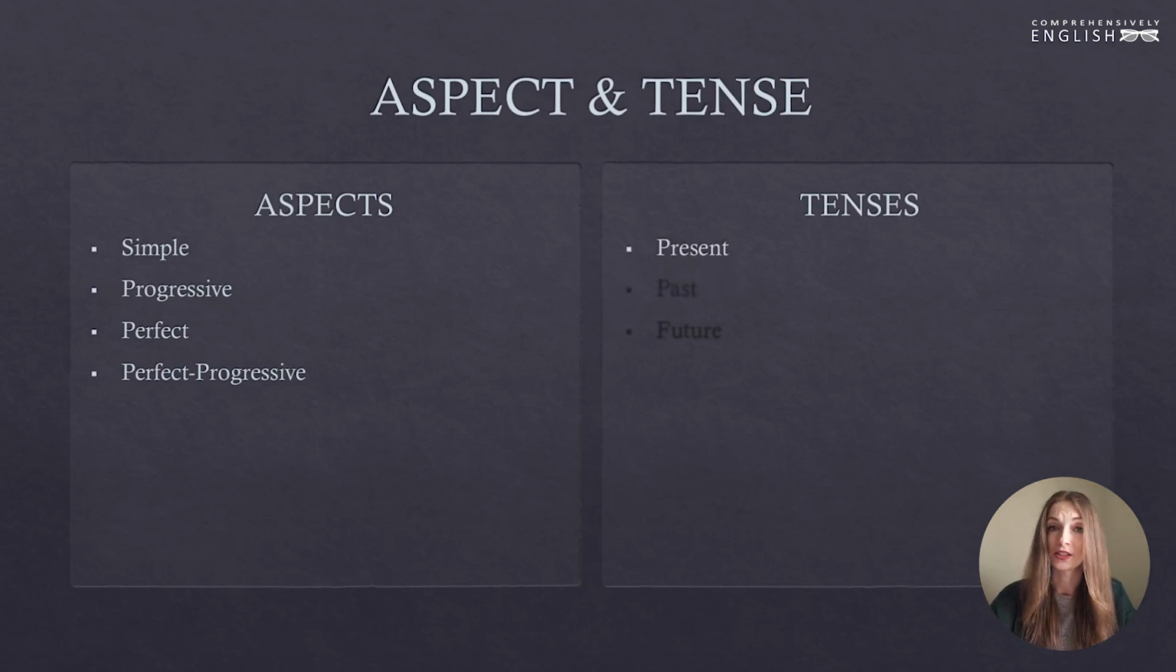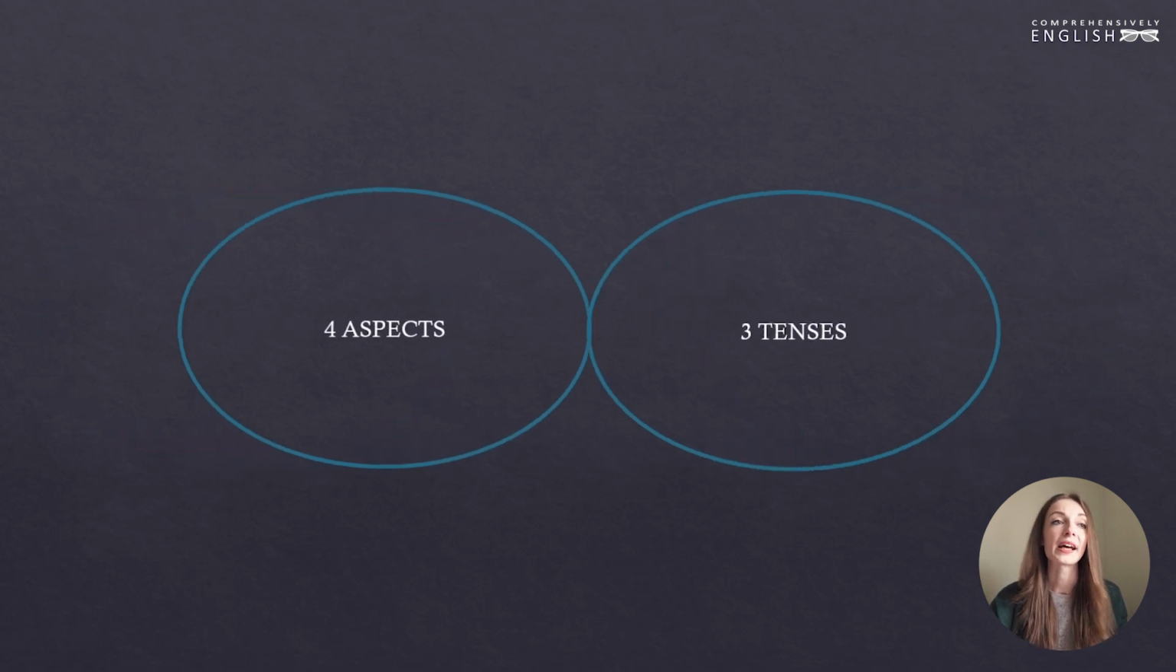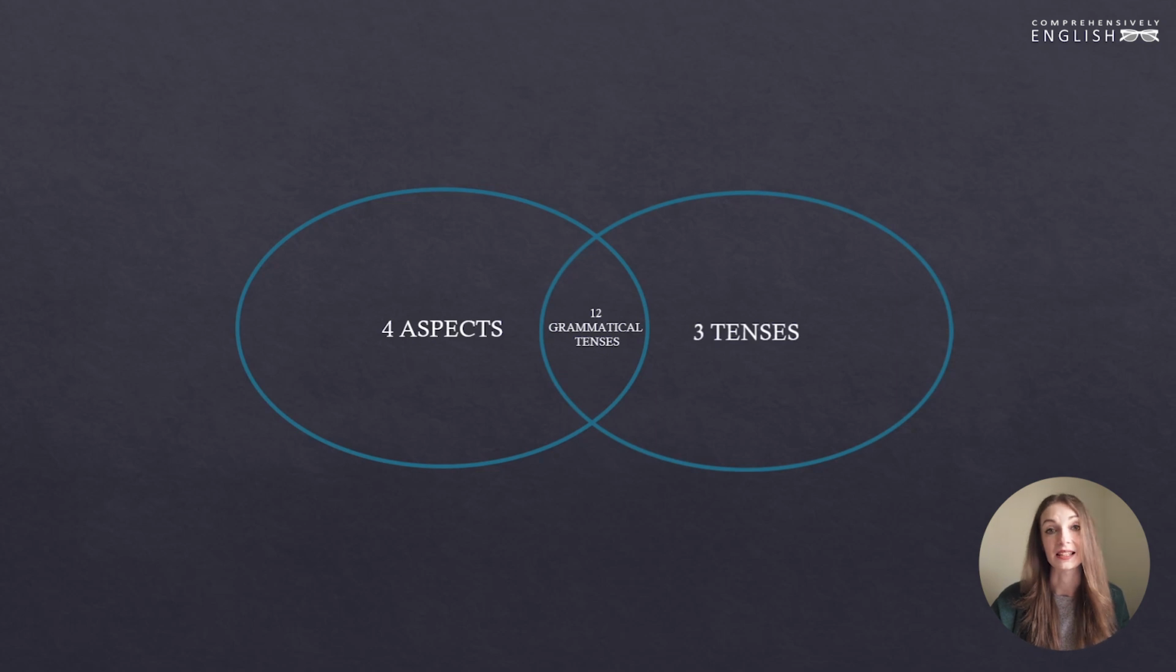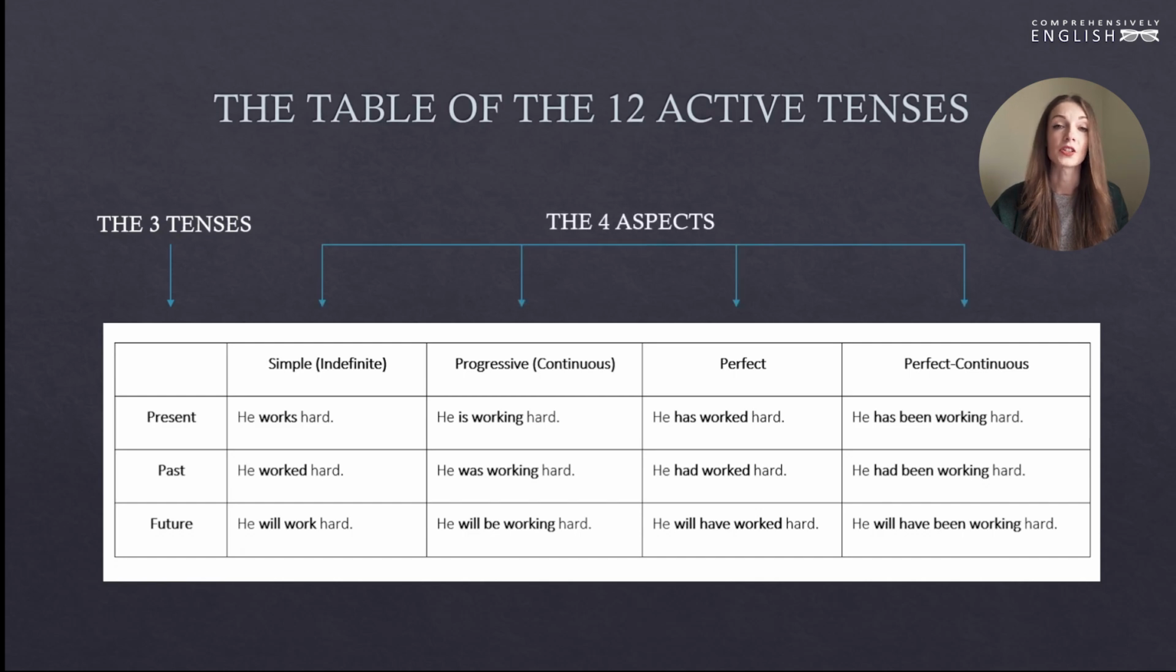Okay, then we have 3 tenses. Obviously, that's present, past, and future. Now, when we combine the 4 aspects with the 3 tenses, we get our 12 grammatical tenses. Let's look now at the table of the 12 active tenses. The 3 tenses are present, past, and future, and the 4 aspects are simple, or it's also called indefinite, progressive, or it's sometimes called continuous, perfect and perfect continuous, or perfect progressive.